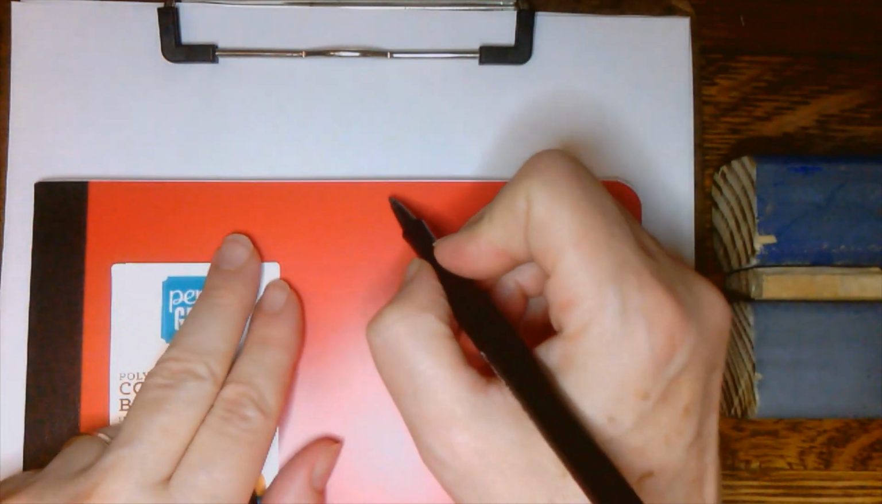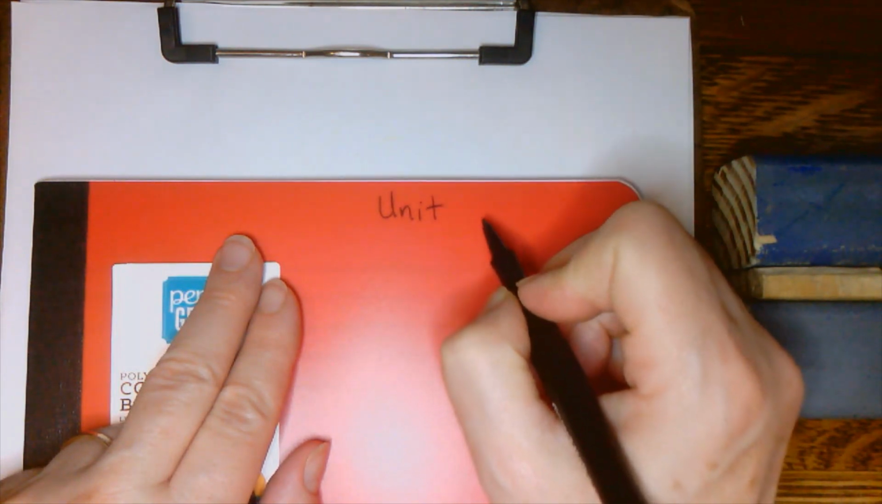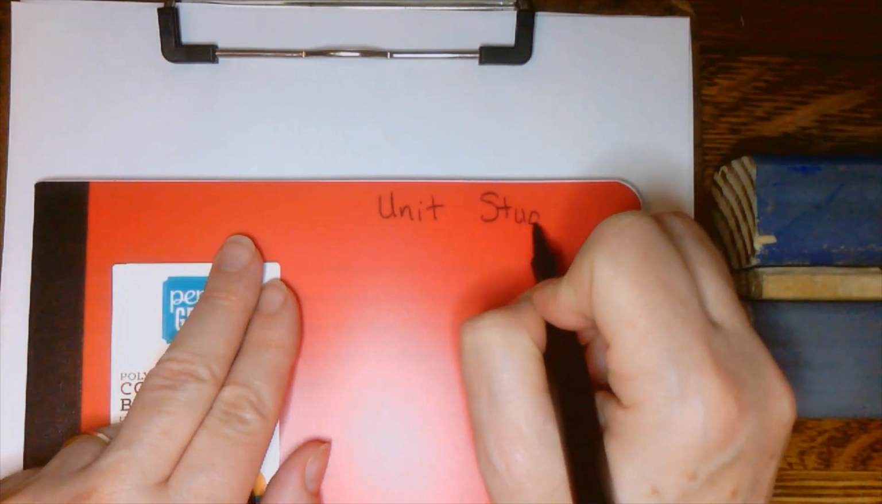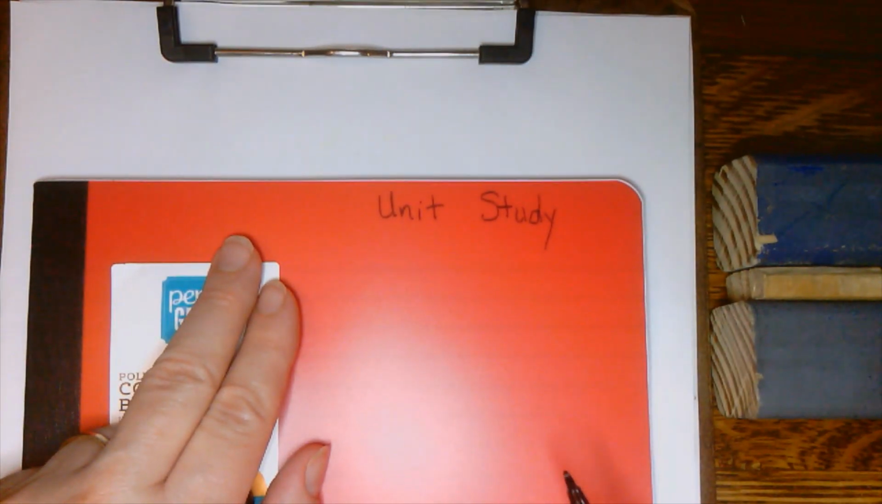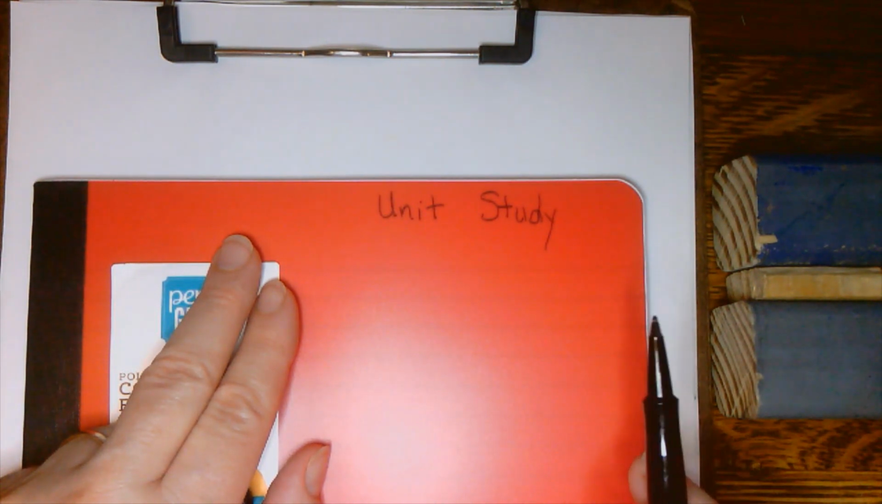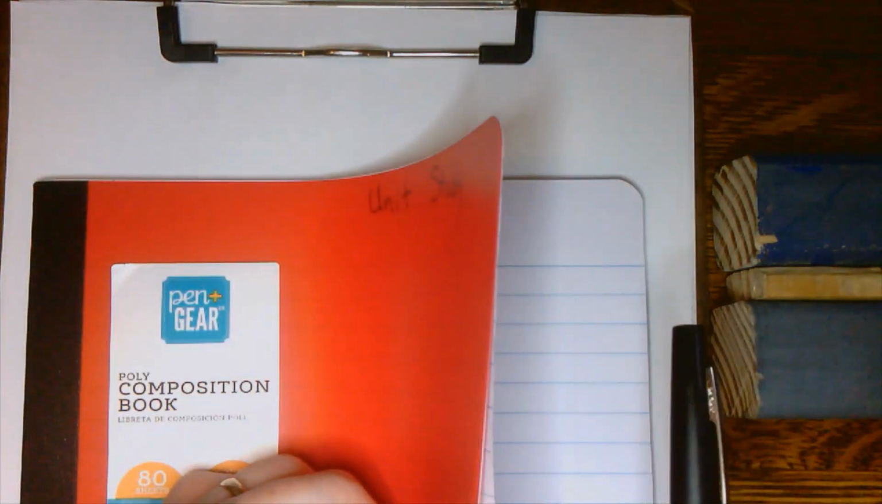If you wish to, on the front, you may write unit study. Now, we're going to be having science type lessons with this, and we're also going to be having social studies types of lessons with this. The science ones, which is what we're starting right now with insects, will go in the front. So go ahead and turn this book open to the very front page.